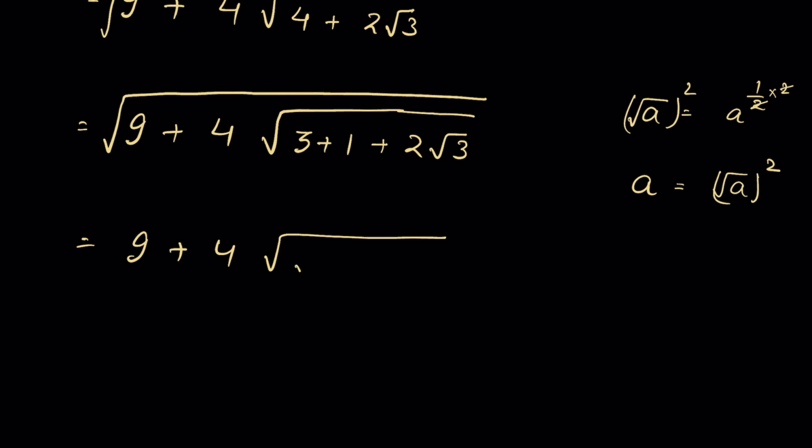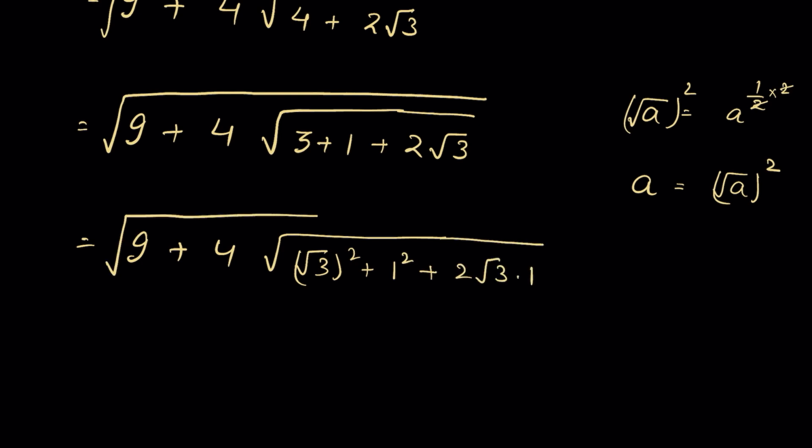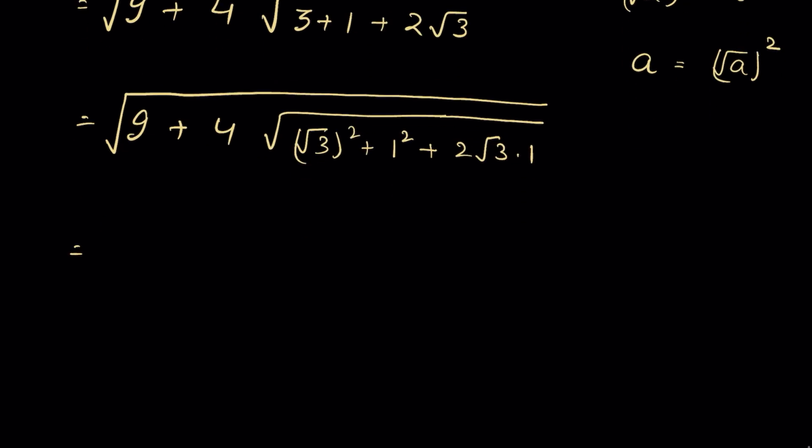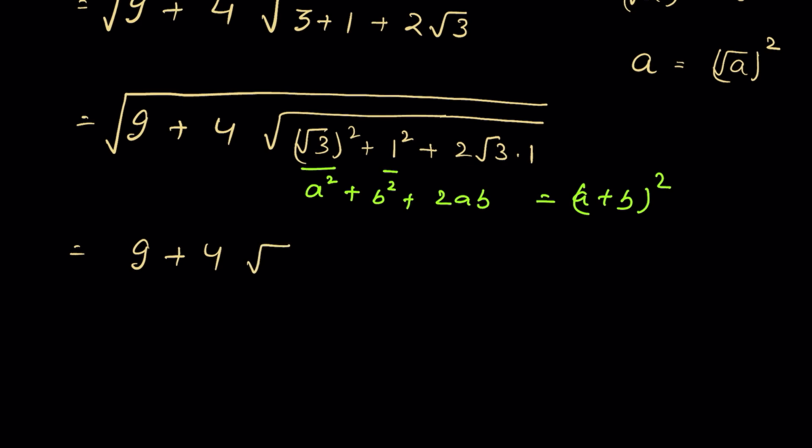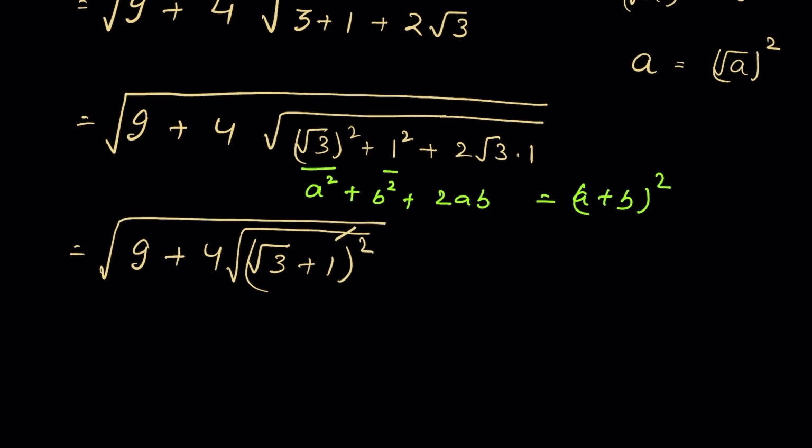So 3 we can write as square root of 3 square, plus 1 we can write 1 square, plus 2 times square root of 3, then times 1 we can write under square root, then all under square root, or 9 plus 4. Now if square root of 3 is a and 1 is b, then it is in the form of a square plus b square plus 2ab. So this is equal to a plus b whole square. So we can write it as square root of 3 plus 1 whole square under square root, then all under square root. Now we can remove the square root with this square.